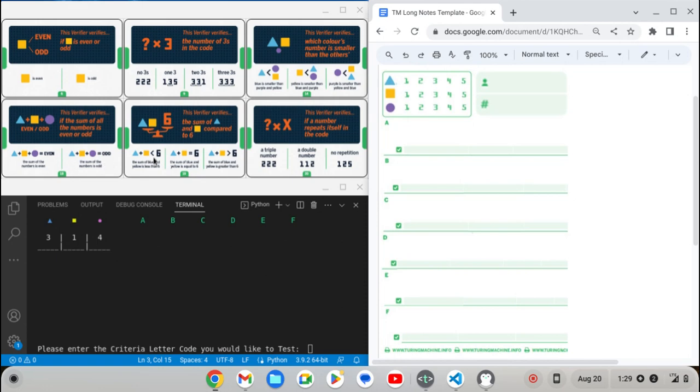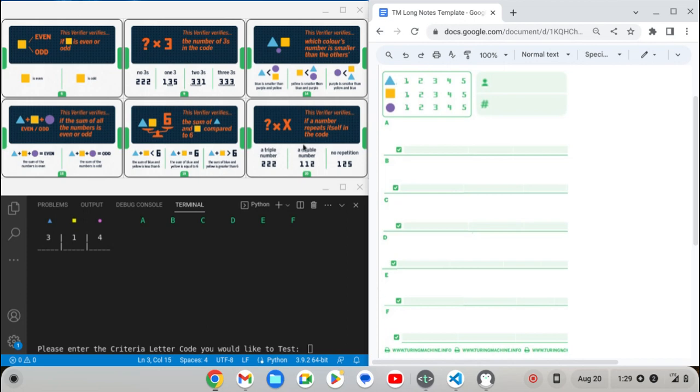Criteria card E takes a look at our first 2 digits, triangle and square, adds them up, and compares that sum to the number 6. So should the sum be less than 6? Should it be equal to 6? Or should the sum be greater than 6?